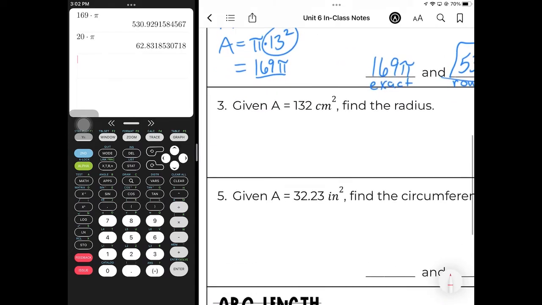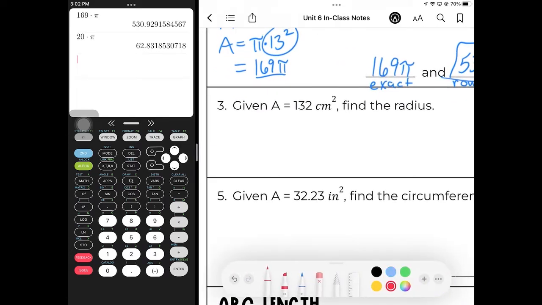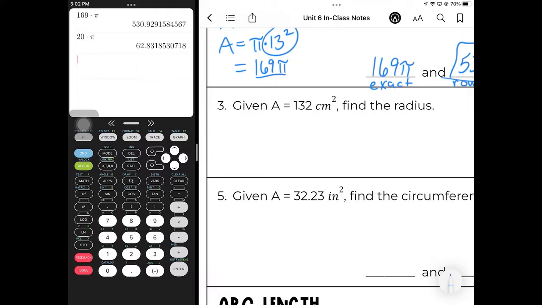For number 3, we're working a little bit differently here. We are given an area, and we're going to work backwards to find the radius. So the first thing we do is we write our formula. A equals pi r squared is your area formula. But now I'm going to replace A with this total, 132.